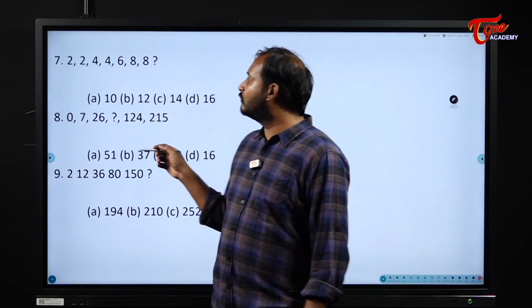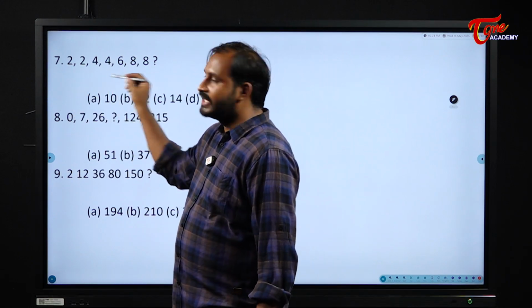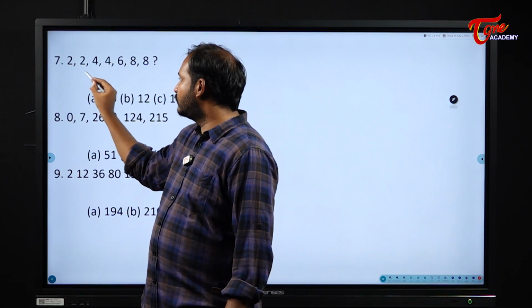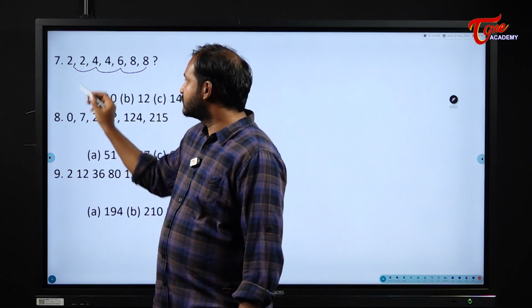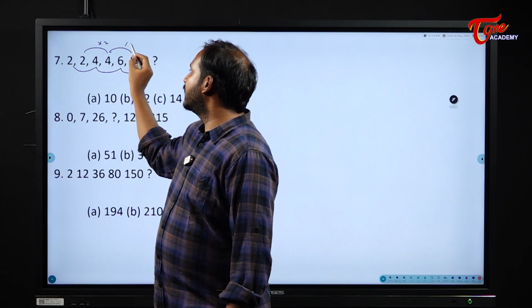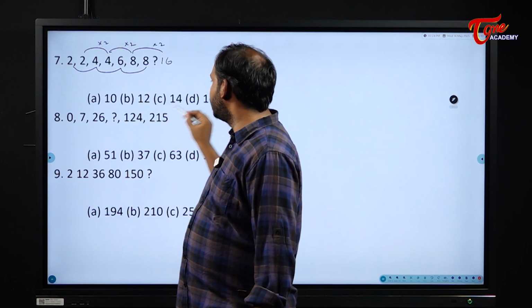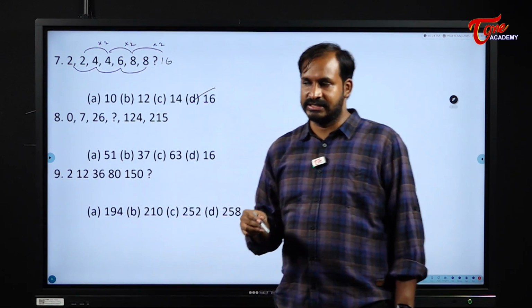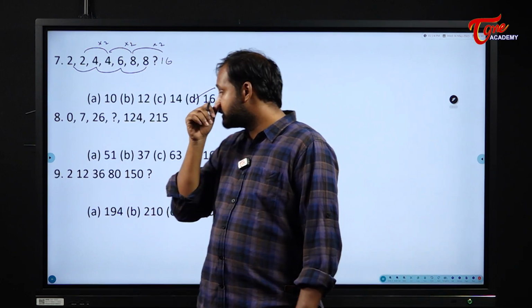Okay, next here: 2, 2, 4, 4, 6, 8. Now, we will try to see what is happening here. If you see the alternate terms 2, 4, 6, 8, what are they? Even numbers. Next, 2 times 2 is 4, 4 times 2 is 8. Next it should be what? 8 times 2 is 16. Our answer will become what here? 16. This is an alternate series. Okay. Now see this one, students.